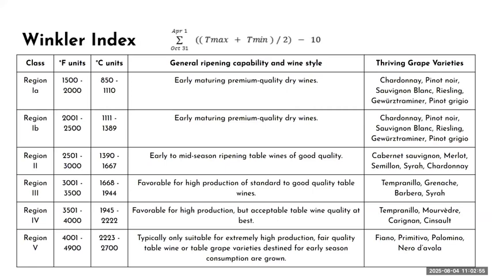The Winkler Index uses cumulative GDDs of the growing season to form a classification scheme of 5 or 6 regions, each with different general ripening capabilities and wine styles. According to Winkler, production level potential increases and wine quality decreases with increasing cumulative GDD. However, each region has specific varietals that achieve their highest quality in said region.